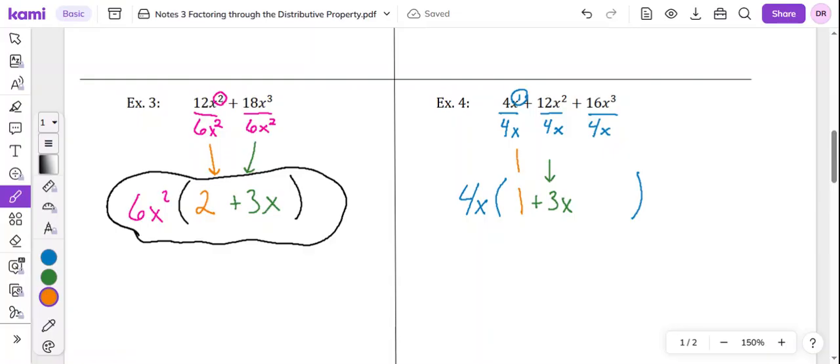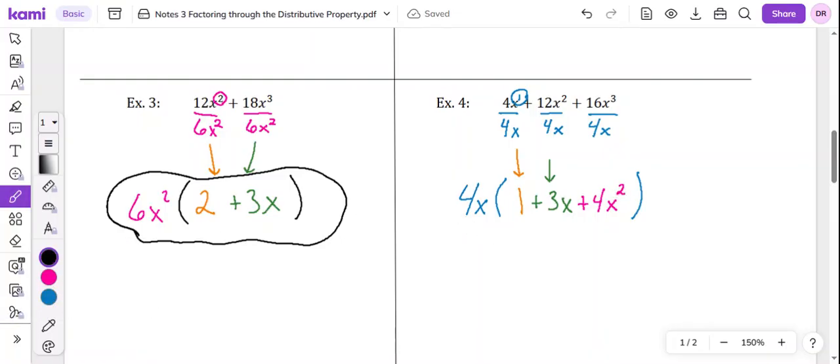And then lastly, we move on to the 16. 16 divided by 4 is positive 4. And again, we'll link with that plus sign for the positive. We have x to the third, take an x away, and we are left with x to the second.